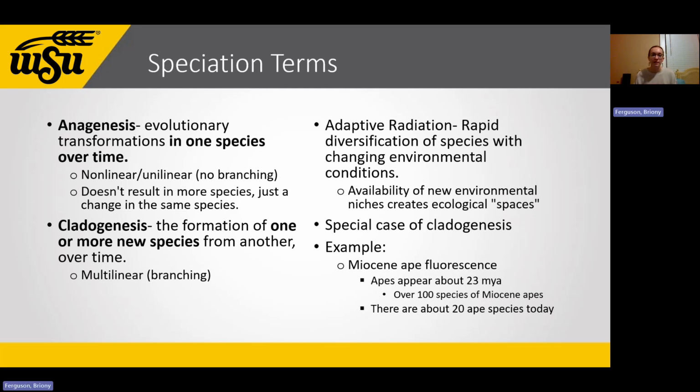Apes start to appear in the record about 23 million years ago, and during this ape fluorescence, or planet of the apes period, there were over 100 species of Miocene apes, many of which were also in places that we don't typically think of great apes being, like North America. Now, that's obviously not still the case. Around today's standards, there are only about 28 species.